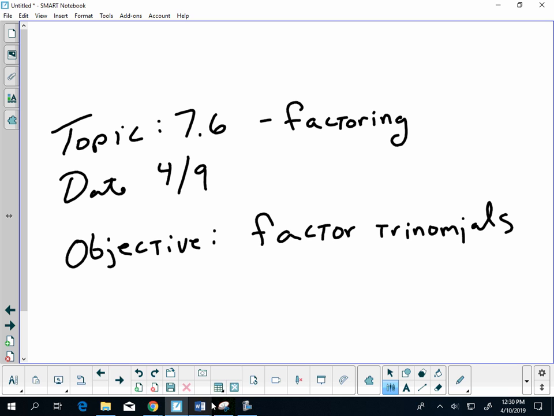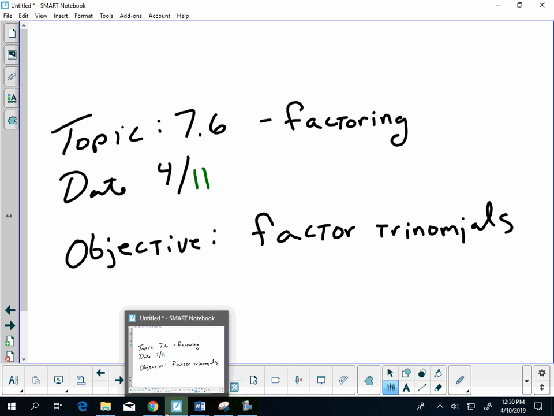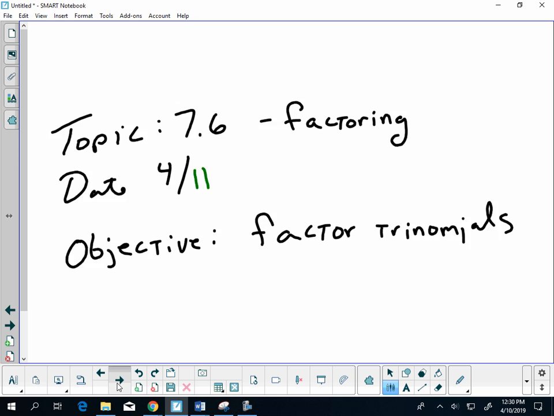All right, today we are going to be factoring, and I think the date is actually the 11th. And we're going to be factoring trinomials. So let's talk about what I mean when I say factoring trinomials.